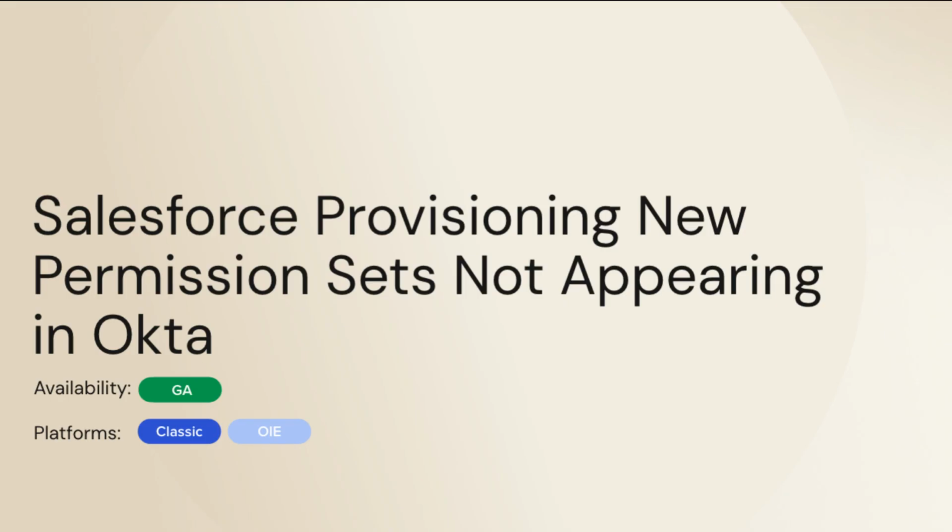This video demonstrates two different methods that can be used to resolve an issue that occurs when adding a new permission set in Salesforce, and the permission set is not reflected in the Okta user assignments page. This issue occurs when the application data from Salesforce is no longer up to date in Okta after changes were made on the Salesforce side.